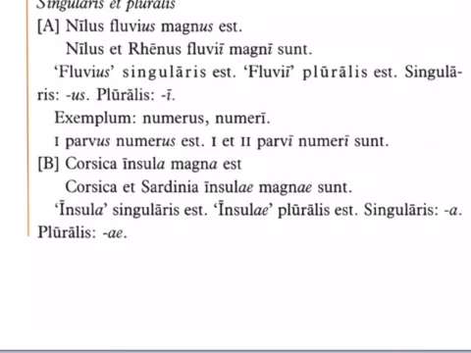Corsica et Sardinia insulae magnae sunt. Corsica and Sardinia are big islands. We've changed insula to insulae. The adjective has to change to agree with it, to magnae. And instead of est, which is the singular verb, we have sunt, which is are.